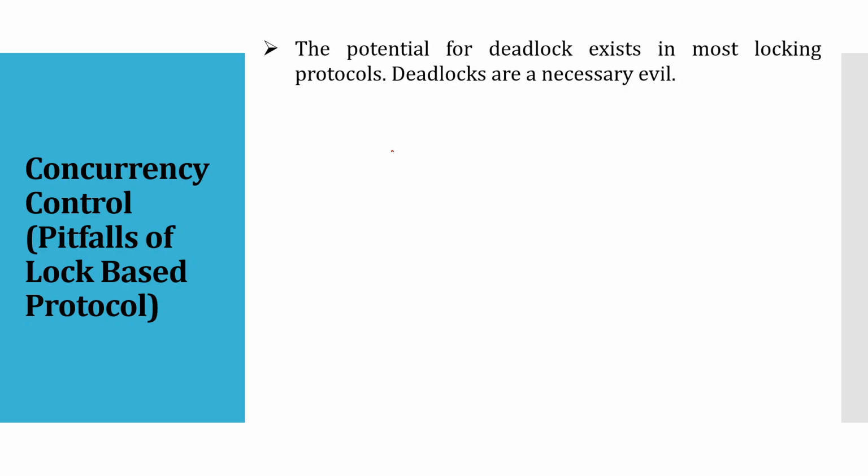The potential for deadlock exists in most locking protocols. So you will find deadlock in many different types of lock based transactions or schedules, because deadlocks will occur if one of the transactions is not releasing the data item already accessed or locked by the other transaction, right? So deadlock is a common thing in almost all types of these locking based protocols.